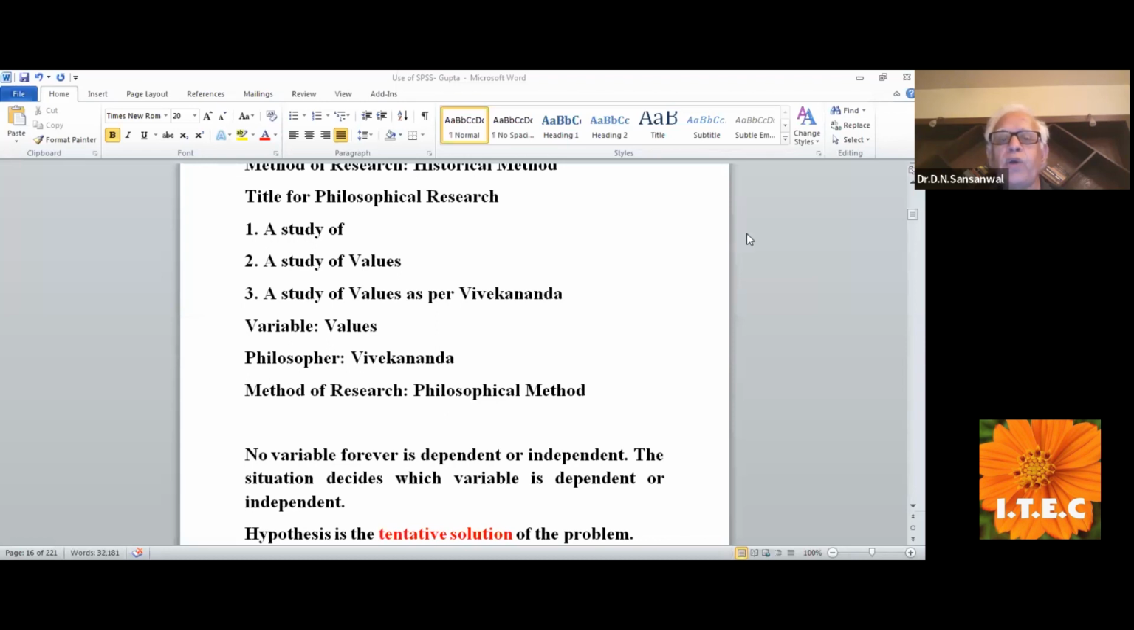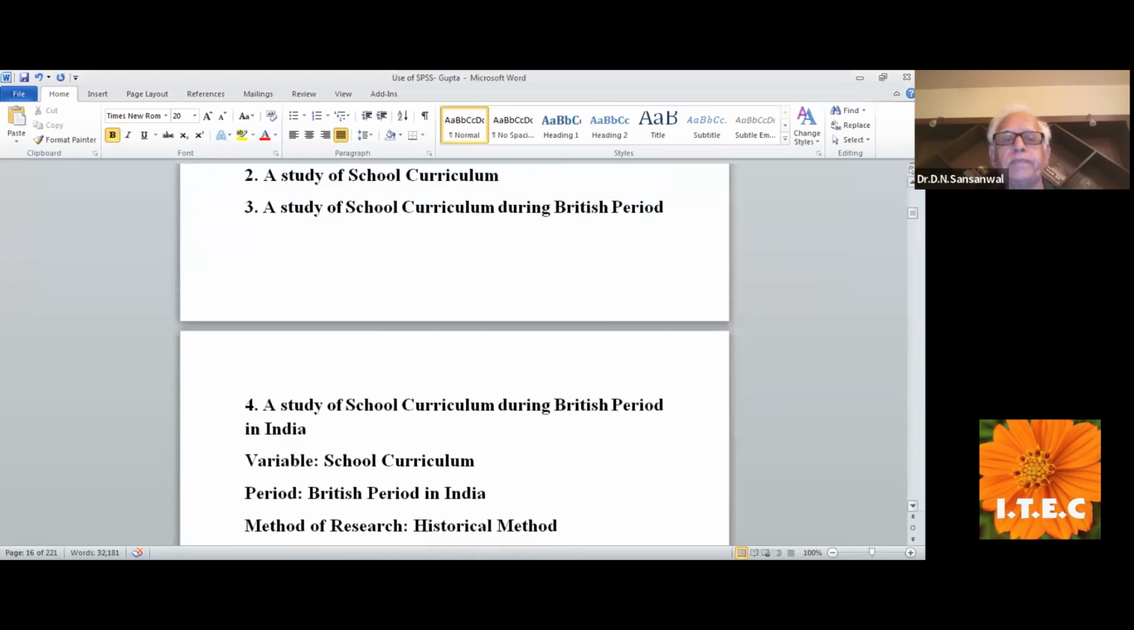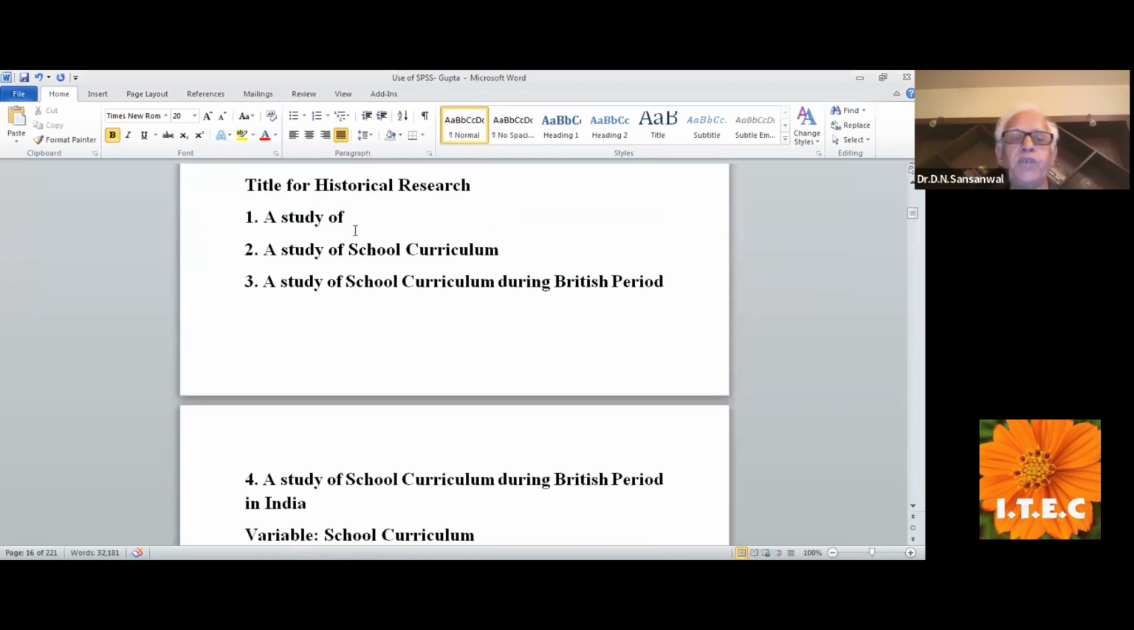Now, in the historical research, what narrowness do you want to do? In historical, you cannot have narrower than this, because the British period was all over India. So how will you narrow it down? You cannot narrow it down further.